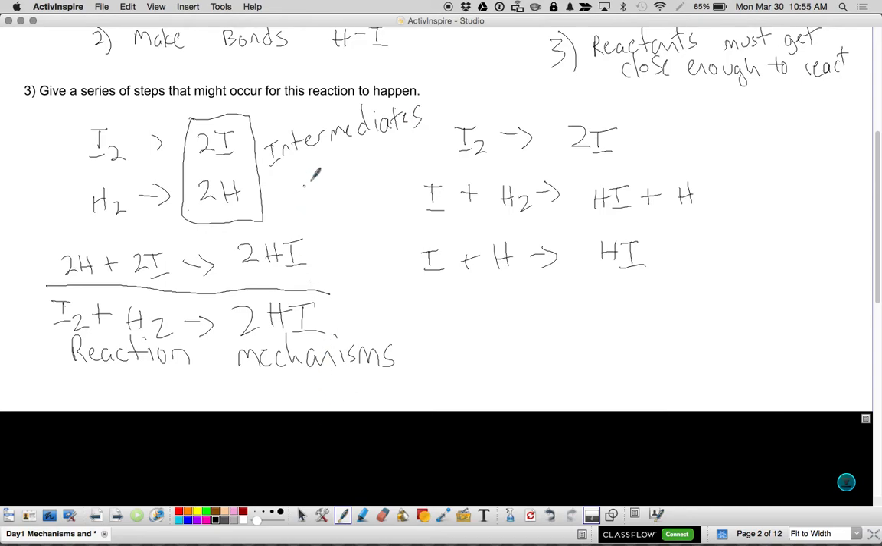All right, now I want you to take a look over here. I want you to pause, and I want you to show me where the intermediates are over here. Okay, hopefully you see that the iodine atoms are intermediates, so here's an intermediate, because it gets used up here and here. And the hydrogen atom, the single hydrogen atom, is an intermediate as well.